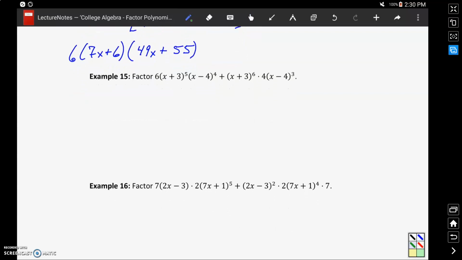In example 15, we don't have a 6 common in both terms, but we do have a 6 and a 4, which will both be divisible by 2. So we'll be able to start off by factoring out a 2. They share x plus 3 in common, and in this case, we can factor out x plus 3 to the 5th. And they have x minus 4 in common, meaning we can factor out x minus 4, in this case to the 3rd power.